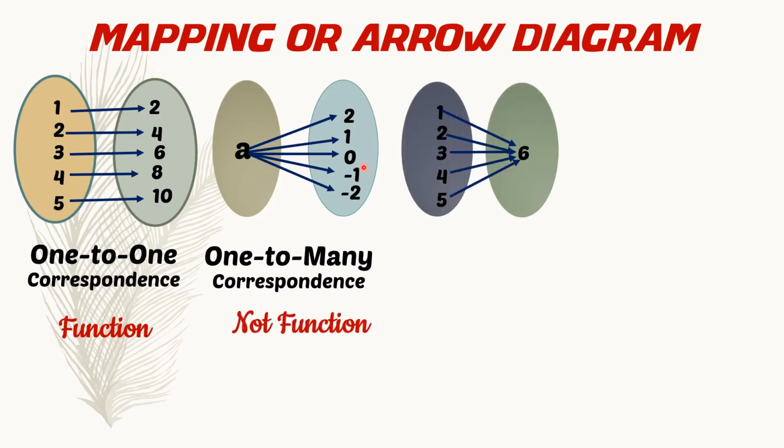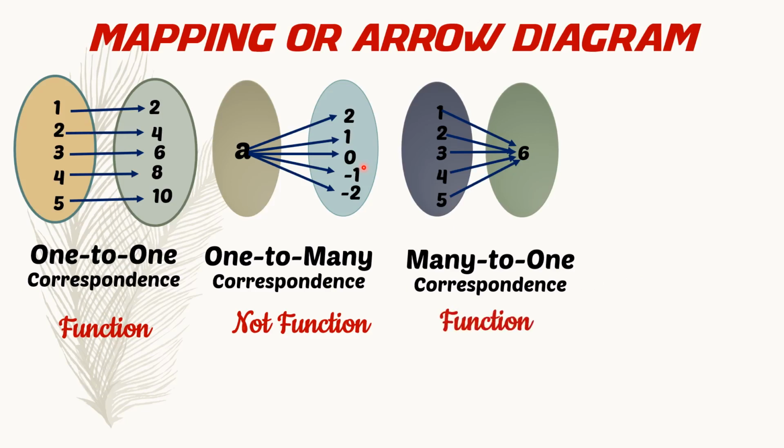Let's have number 3. This one is the other way around. So, this is a many-to-one correspondence. But a many-to-one correspondence is a function because your range is the one being paired to different x's. So this is a function. A many-to-one correspondence is a function.